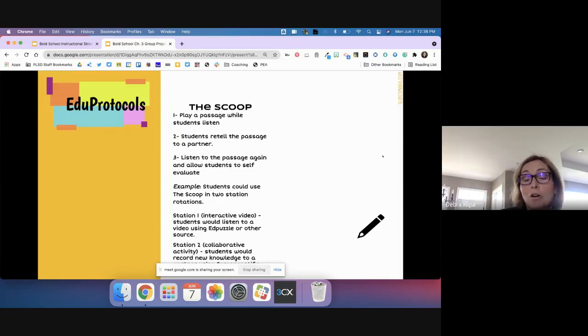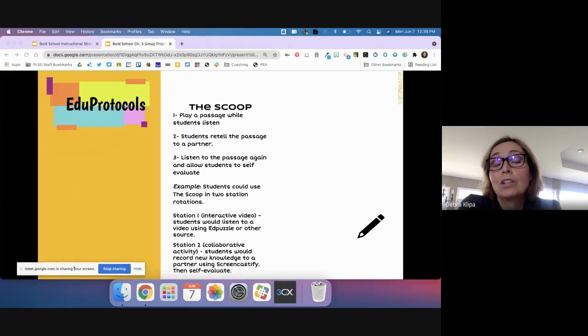So there were 2 protocols that were given to us. One is called the scoop, where you would play a passage while the students listen, and then the students would retell the passage to a partner. They could do that either just orally, or maybe with Screencastify, and then they would listen to the passage again, which would allow the students to self-reflect. An example with that would be students using the scoop in 2 station rotations. One station would be the interactive video, where they'd listen to a video on Edpuzzle or someplace, and then a collaborative station would be where students could record their knowledge of what they learned through that.